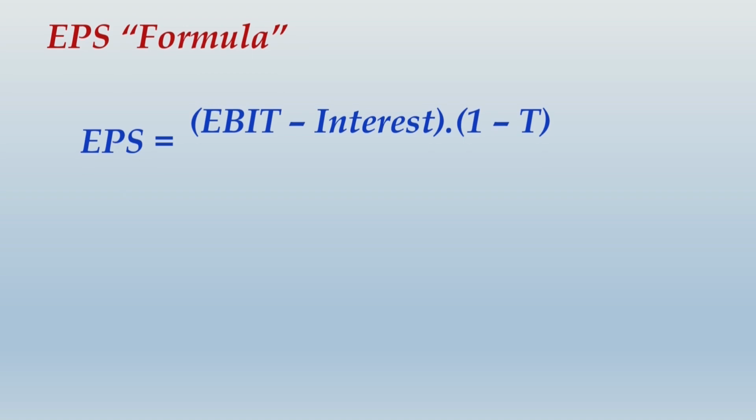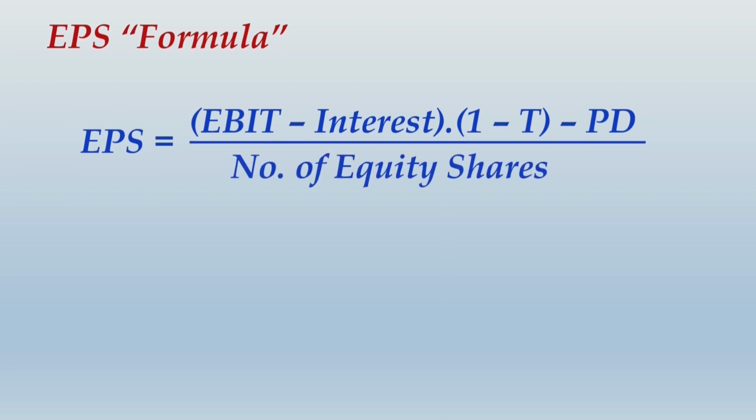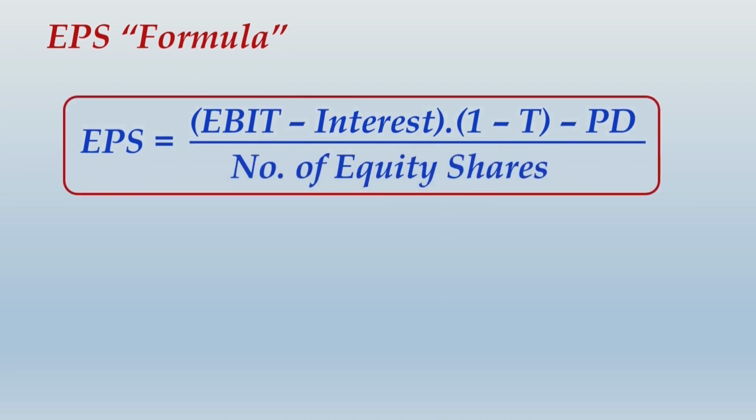EBIT minus interest is earnings before tax or profit before tax. To that, if you multiply 1 minus tax rate, you will be getting profit after tax. And from profit after tax, if you just subtract PD, PD stands for preference dividend in this formula. And what you will get then is earnings available to equity shareholders. If that is divided by number of equity shares, you get the formula for EPS. So I don't want my students to mug up formulas. Try to understand and note it down, and once done, we shall move ahead.